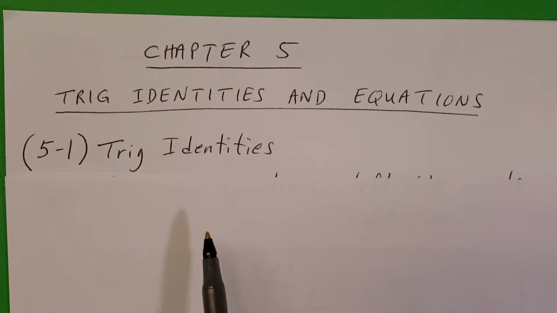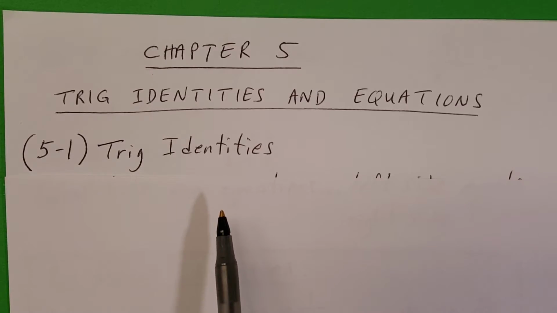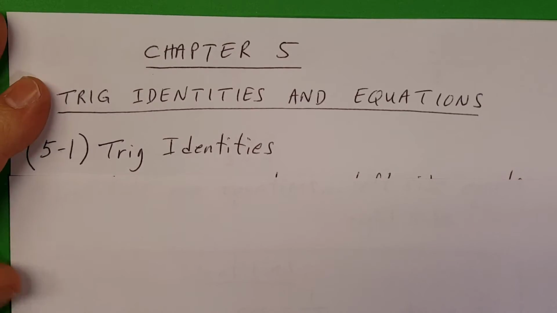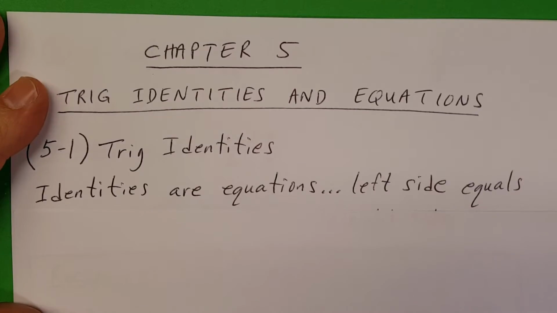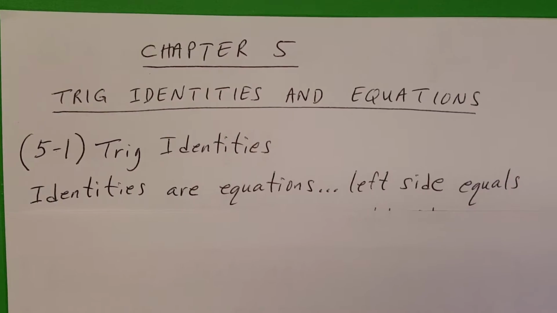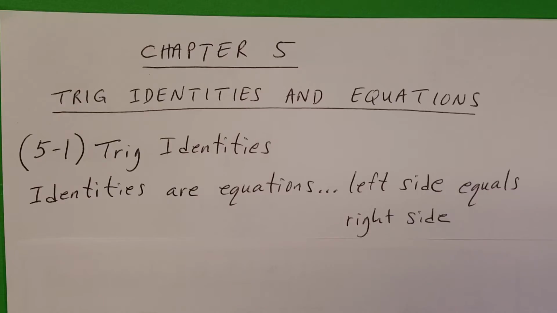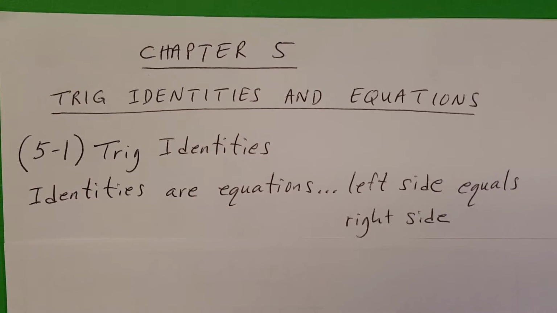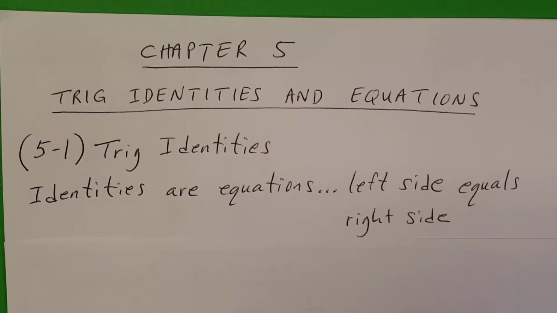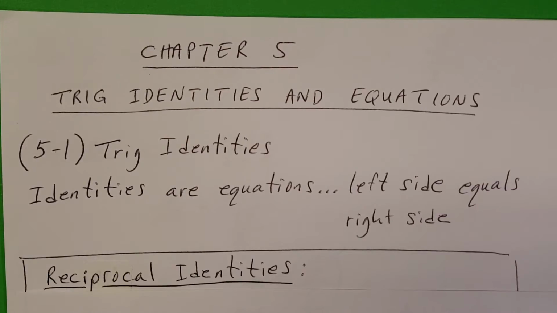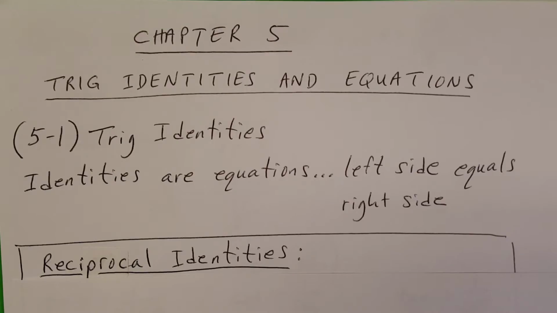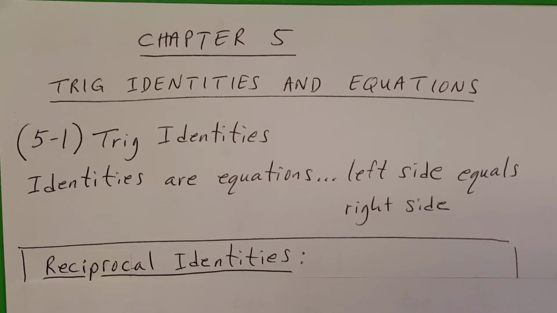What's an identity? Well, just like the word says, an identity is like an equation where the left side equals the right side. Okay? When we see the identities, they'll make more sense. But that's just it. They're just equations where both sides are the same. So we already know some identities. We've seen these identities before.